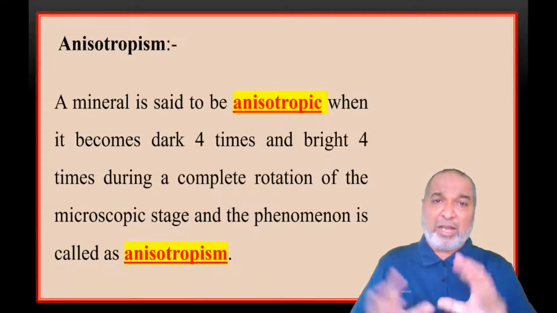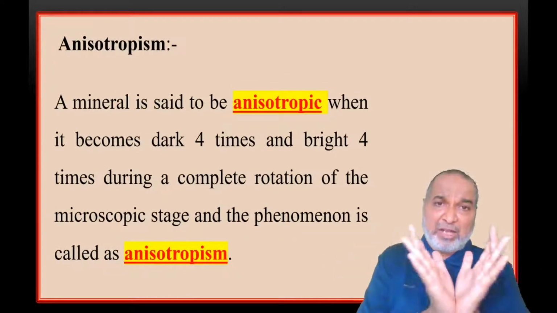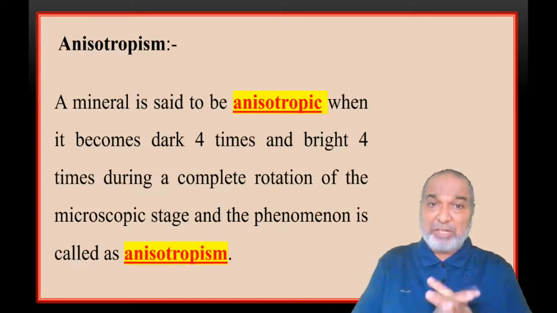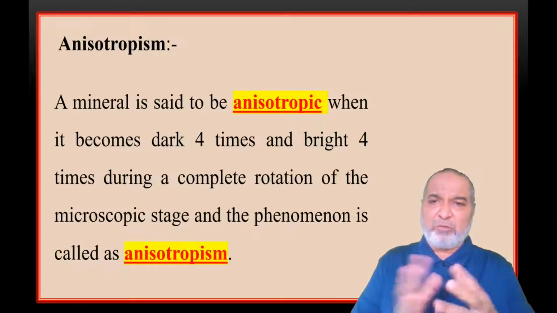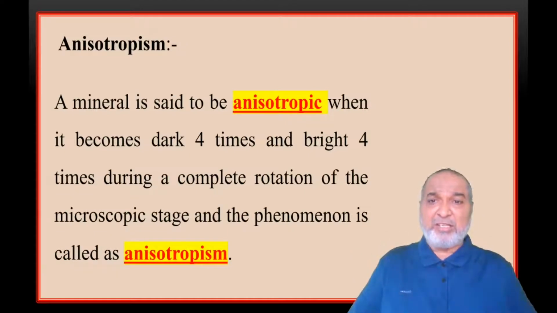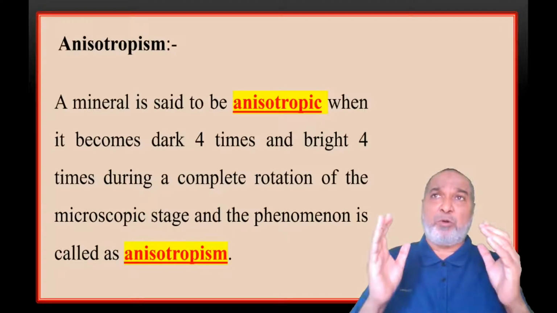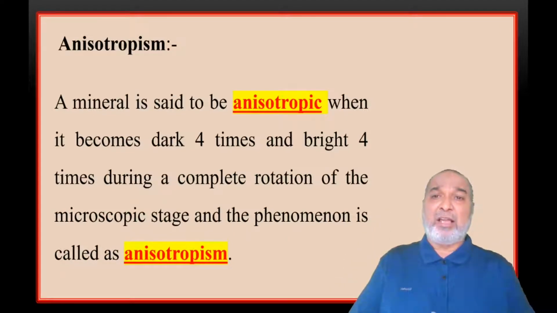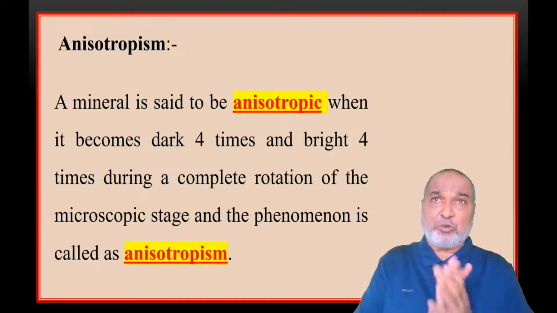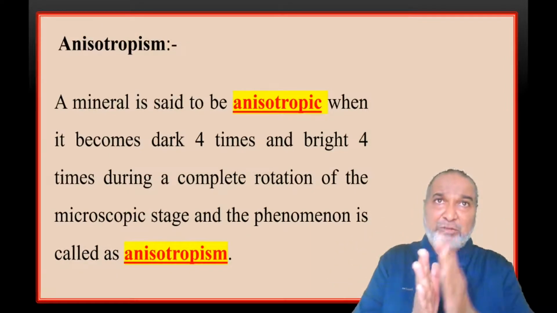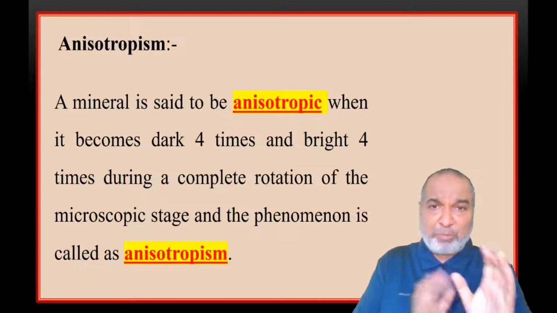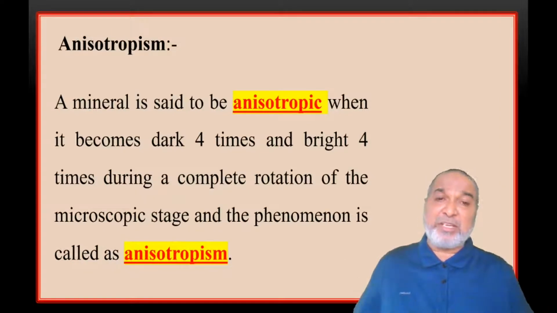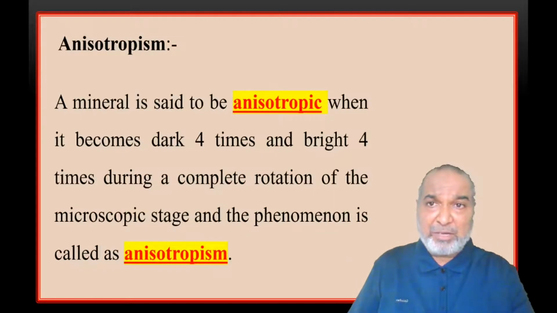In anisotropic minerals, at four places the mineral becomes dark, and in between the four positions we get bright colors. Whether first order, second order, third order, whatever the color is, we are going to get the color. Once you get this, these minerals are called anisotropic minerals, and the phenomenon is called anisotropism. The rest of the properties are studied in those minerals which are anisotropic. If the mineral becomes isotropic, the rest of the properties are absent in that particular mineral.